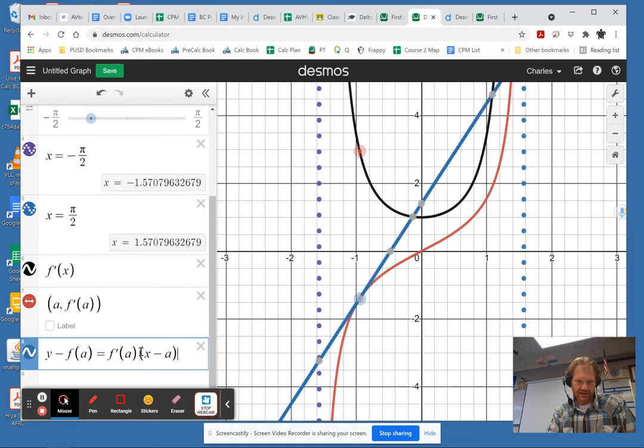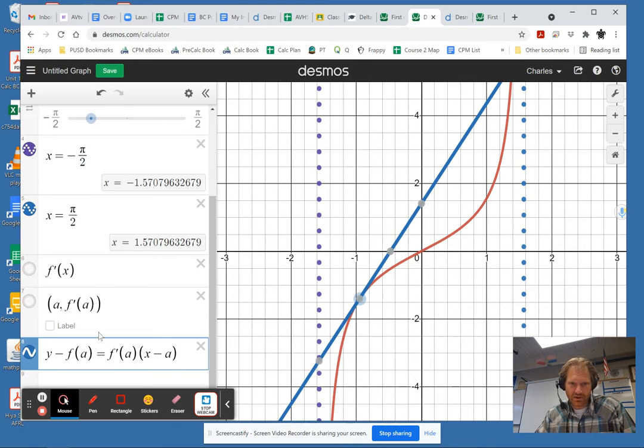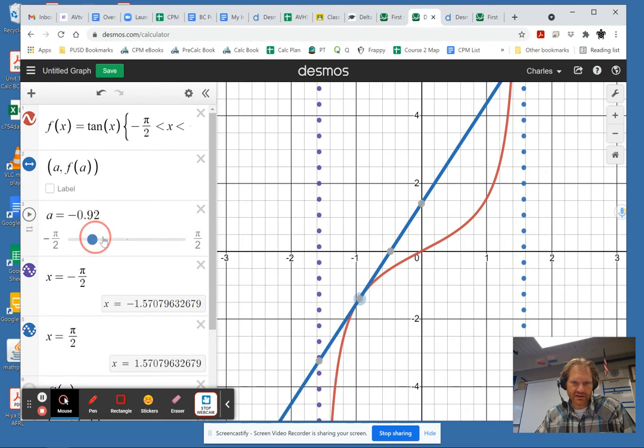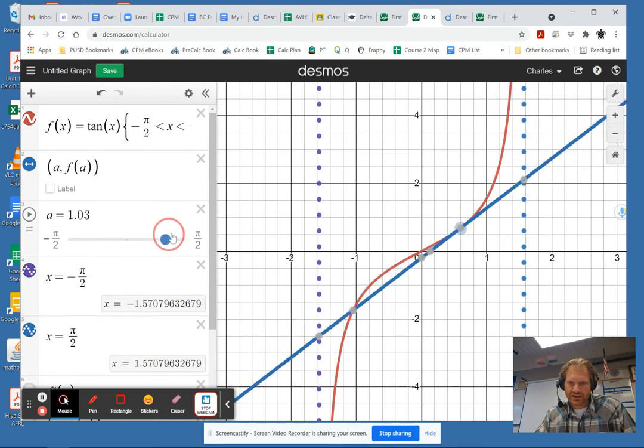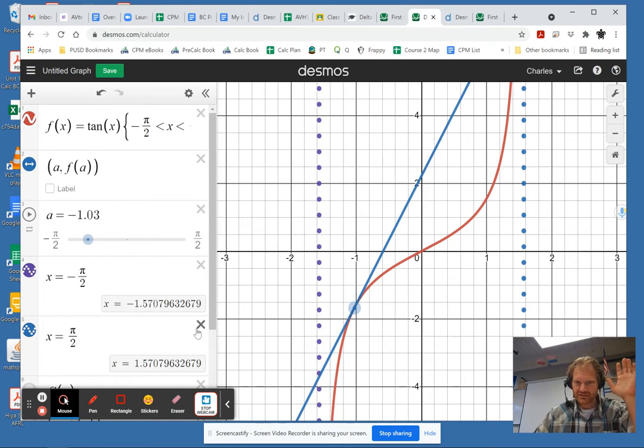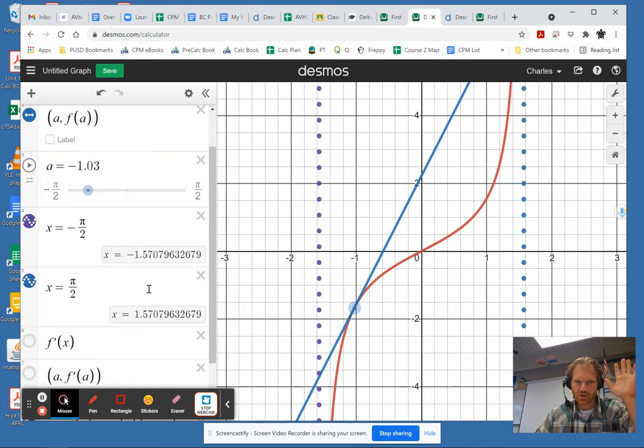Now again, I have this same thing that I had before, and I can slide it around with A. Where's my A slider? And now it's giving me the instantaneous rate of change. Okay, so it's the limit as h goes to 0, and that's what a tangent line is. Okay, that line is tangent because it touches the graph at only one point.